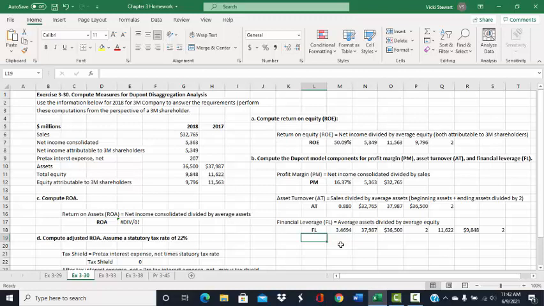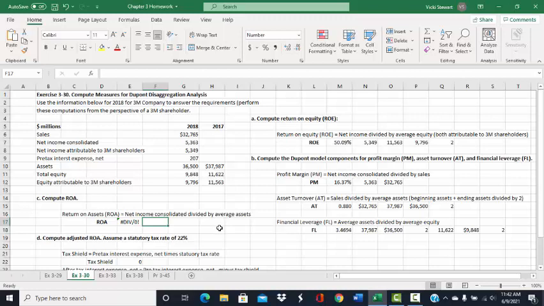It magnifies our profit margin and our asset turnover, but also remember that leverage has risk involved in it. The more that we finance with debt, the riskier we become because those interest payments and principal payments are contractual. We have to make those payments.